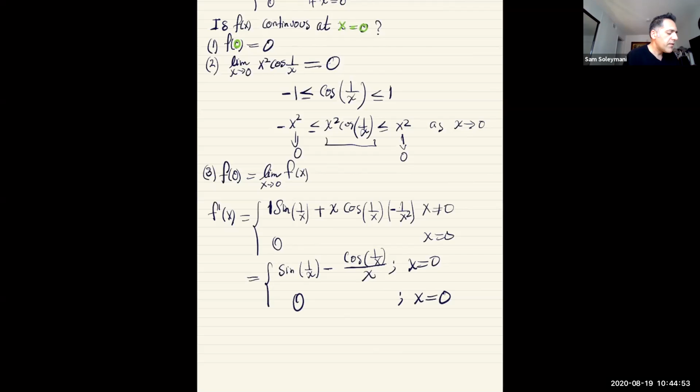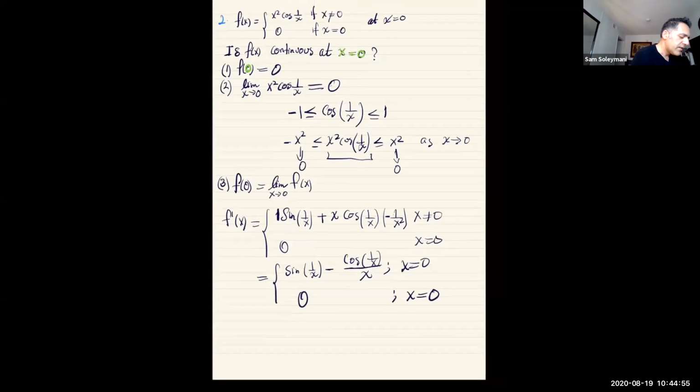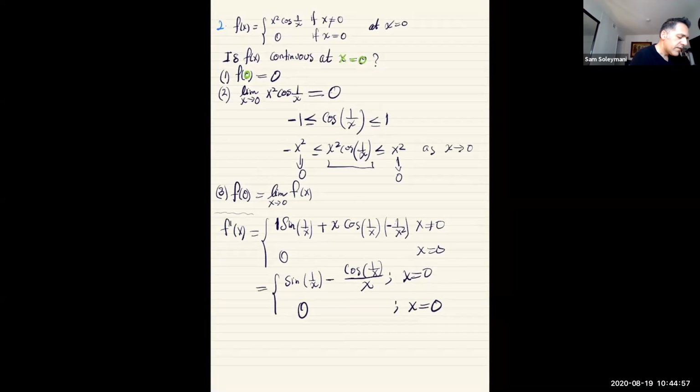I don't know what happened. Okay, so this is the derivative function. And then what you do again, yeah, this is the simplified version of the derivative function.